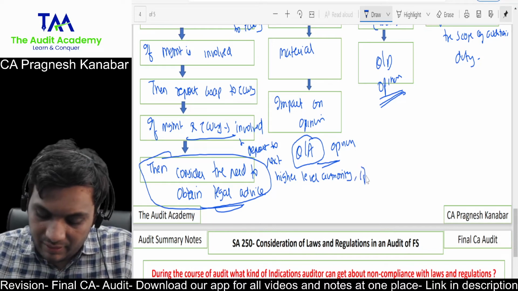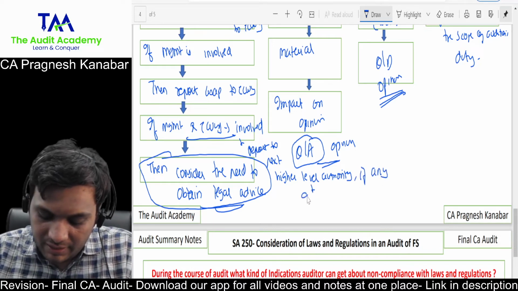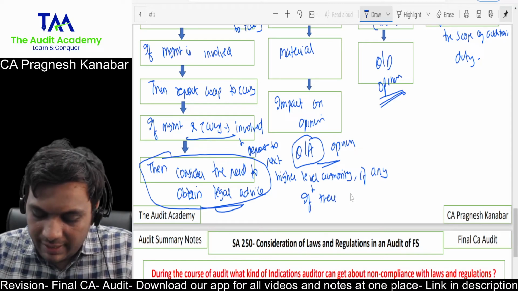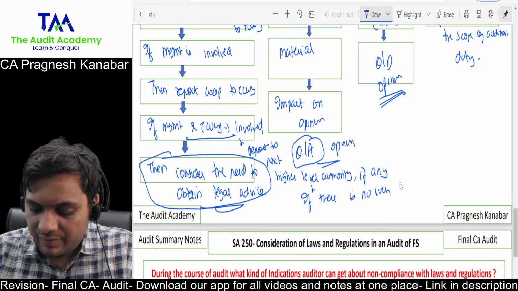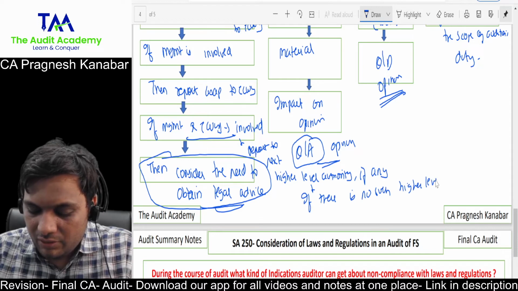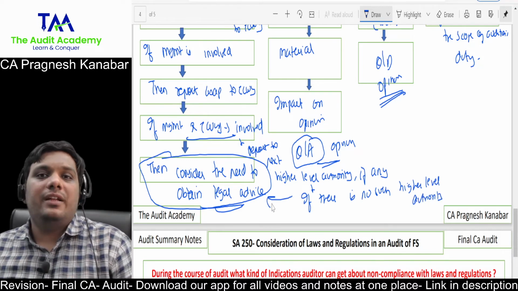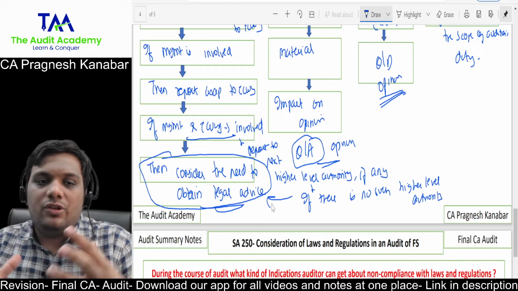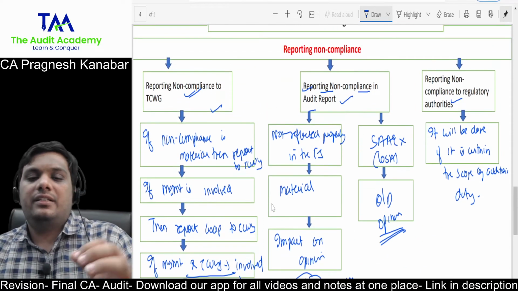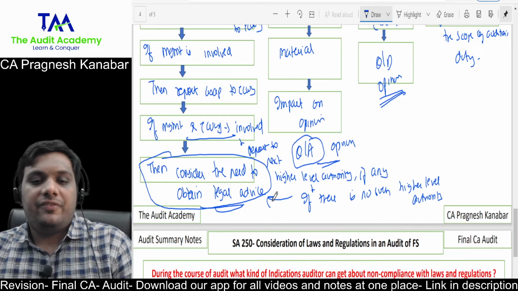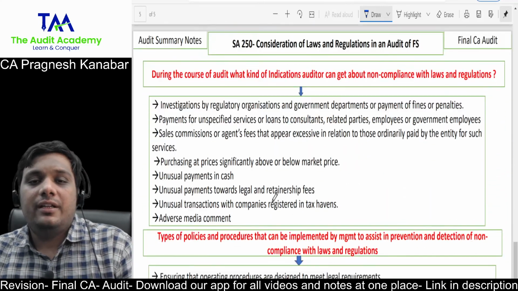But if there is no such higher level authority, then the final conclusion is please obtain legal advice. Just to ensure that you write an expanded answer, that is why I expanded this particular point. But finally it will end at consider the need to obtain legal advice.